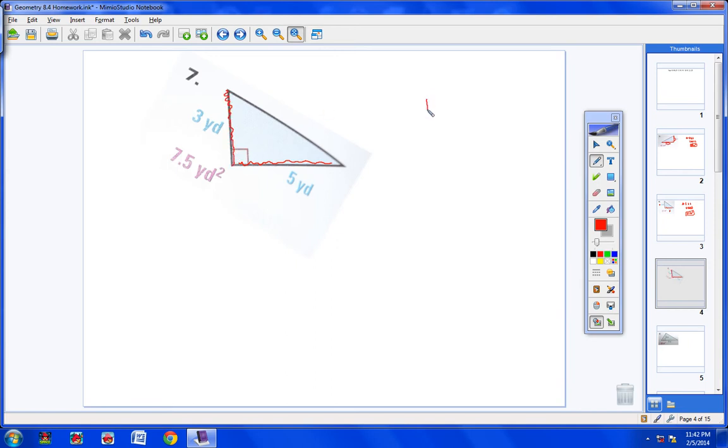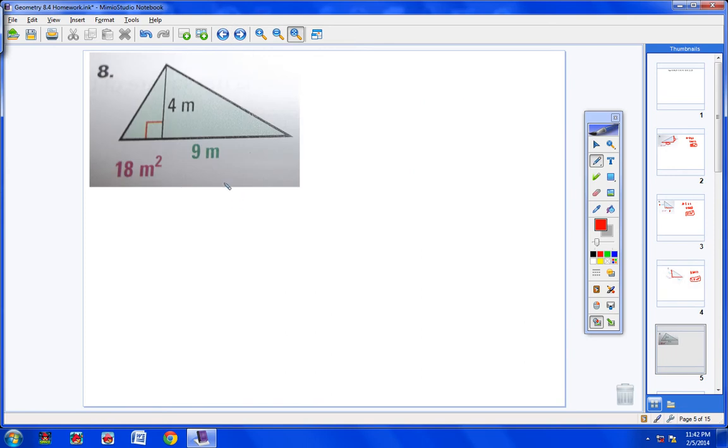So the area of the triangle is 1/2 times the base times the height. Alright? And that's going to give you 7.5 yards squared. Okay? So not too hard. Moving on. Let's take a look at number 8.